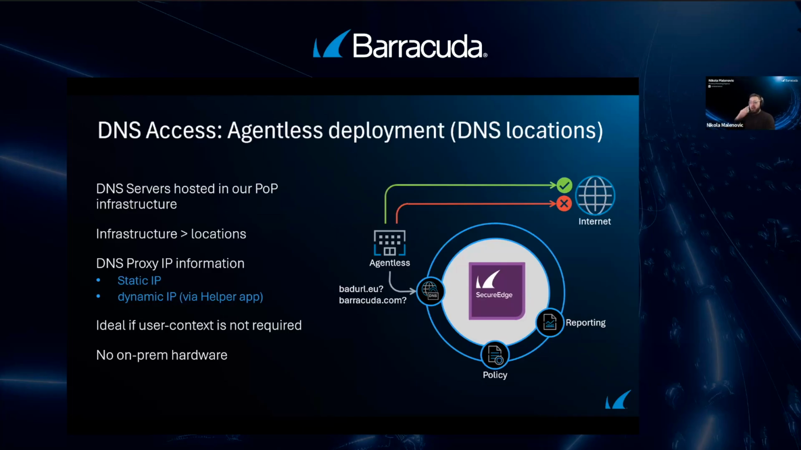And I'll show you that in the demo later. Once you've configured your DNS location, all the DNS requests from that location are forwarded to our Secure Edge DNS servers. And again, the requests are evaluated there against the policies that you configured to determine whether the requested website is allowed or blocked. And if the policies allow access to this specific website, the client will break out locally and, so to say, directly connect to the destination.